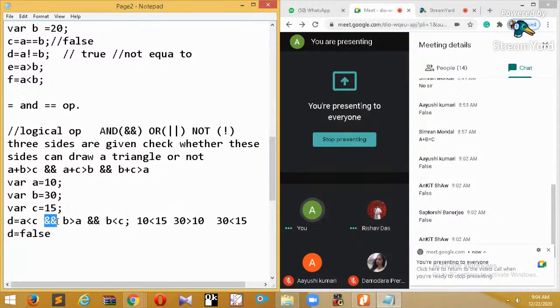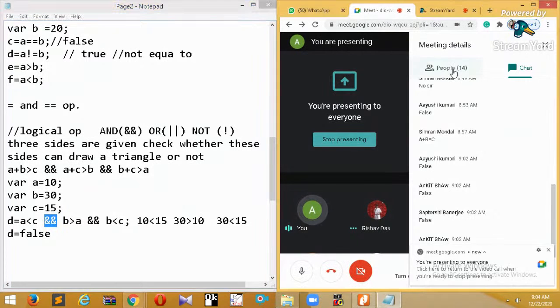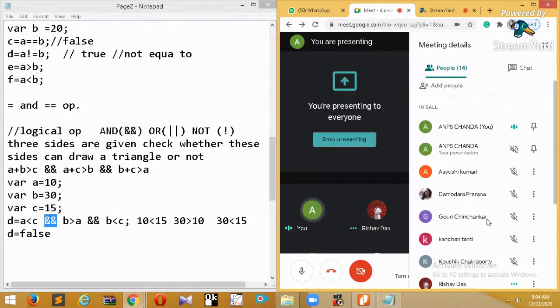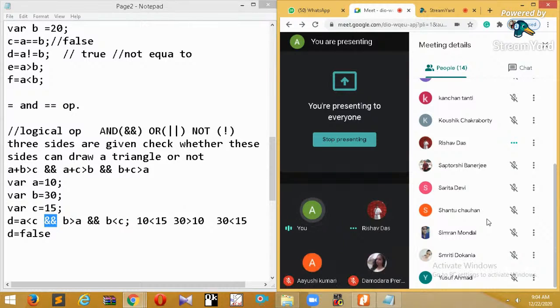Again, I am just taking one simple example. Suppose you are three friends, Rishabh, Saptorshi, and Santu. Three friends are there, and I have assigned a work to all three. Now, for some reason, Rishabh has failed to do the work. Then I am telling that if any student among you fails, I will not accept the work. So because of one condition, the whole condition has gone false. Is it clear now?